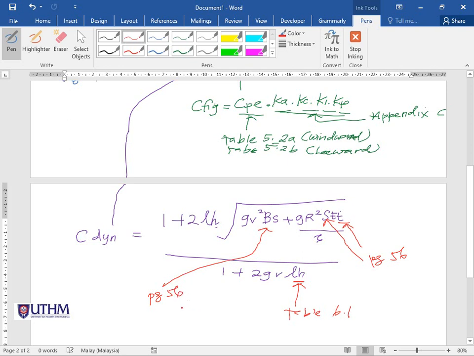Okay. Other than that, kita lihat dekat page 56. Everything is at page 56. Ada banyak equation lain lagi. Okay, so ini pun ada equation dia. Okay, yang ini dia akan kembang lagi ya.